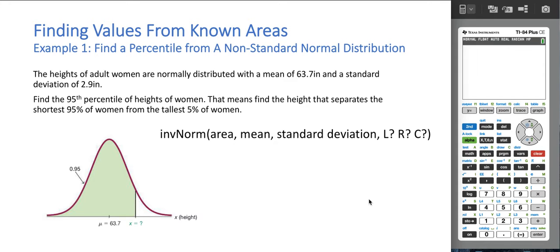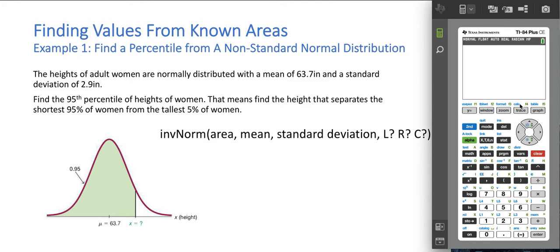We're going to be using the inverse normal function on our calculator. The syntax is we put in the area, that's going to be 0.95 for us, the mean, the standard deviation, and then we tell the calculator if that area is to the left, to the right, or in the middle. Now, I have to point out that not all calculators allow you to do it this way. In the newer calculators, they're a little bit different, so I'll address that in a minute. But here's how we do it on the newer calculators.